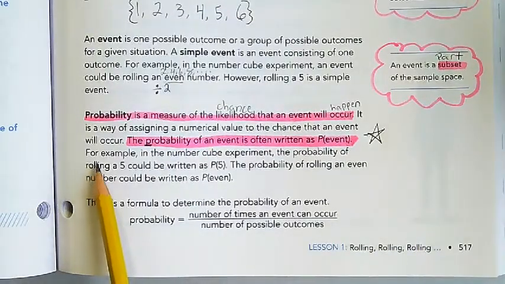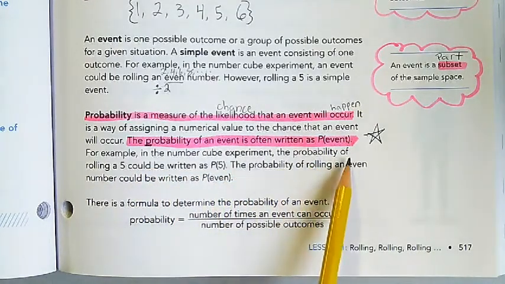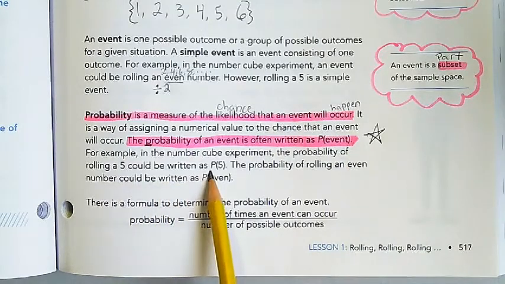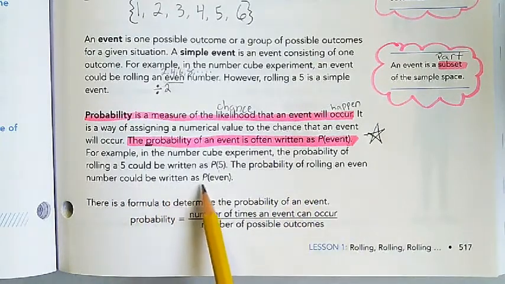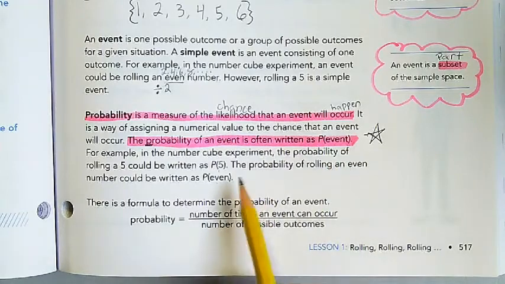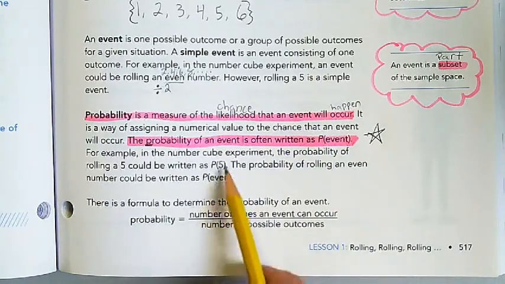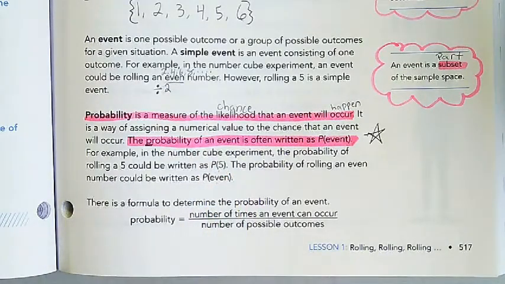So go ahead and continue reading. For example, in the number cube experiment, the probability of rolling a 5 could be written as P(5). The probability of rolling an even number could be written as P(even). Thank you. So these last couple of sentences were basically just letting you know what this abbreviation means. Anytime you see P and then something in parentheses, it's asking you to find the probability of whatever is in the parentheses. What's the probability that that will happen?